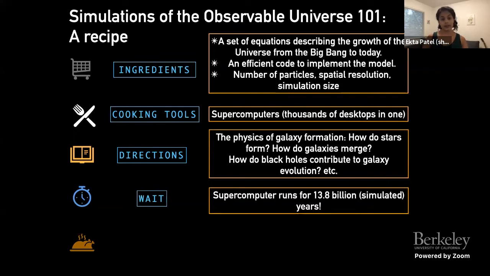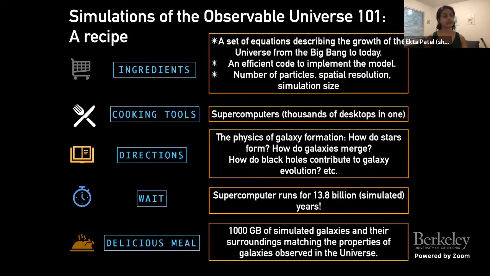And then you have to wait while your meal is cooking. In this case, our supercomputers have to run for a simulated 13.8 billion years, or the age of the universe, to go from the Big Bang to the galaxies that we see today. And then finally, your meal is in the form of thousands of gigabytes of simulated galaxies and their surroundings that generally match the properties of galaxies we observe in the universe. So those are the very, very watered down basics of what goes into these cosmological simulations.